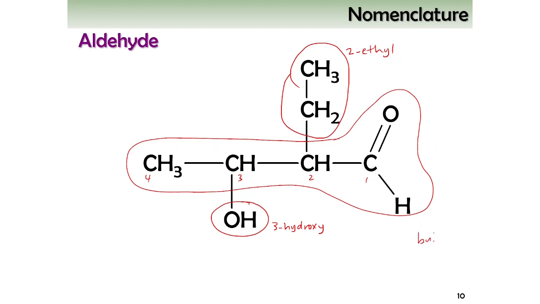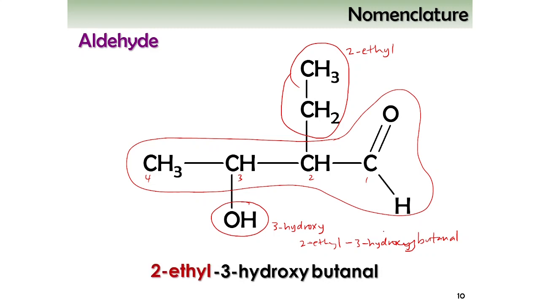This is butane. So 2-ethyl, dash, 3-hydroxy. This one should be close together. Hydroxy, butane. Butane, 3-hydroxy, and 2-ethyl. So that is the name for it. No spaces between everything here. Everything is one word actually.